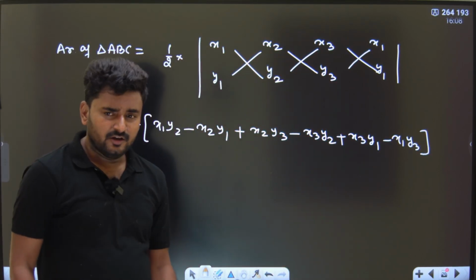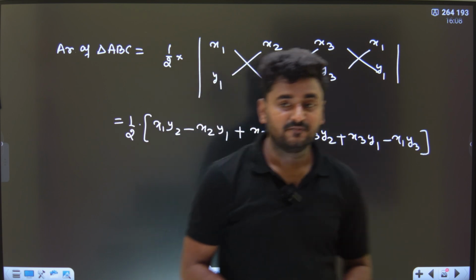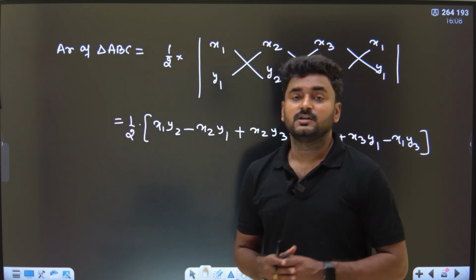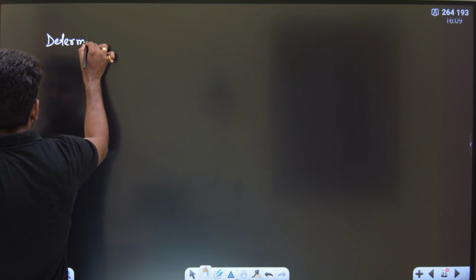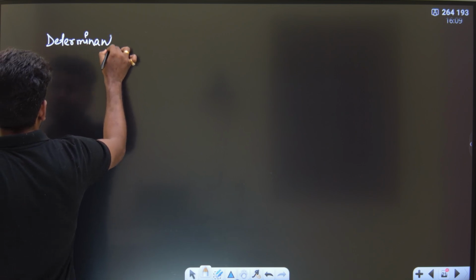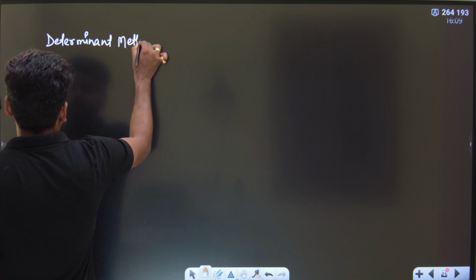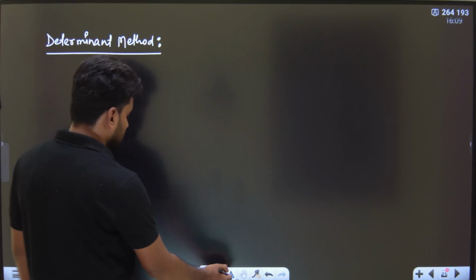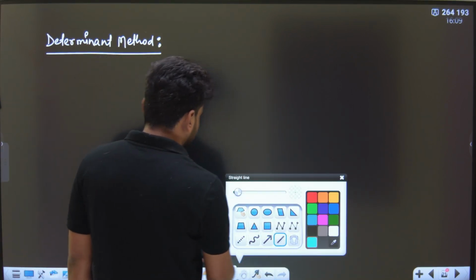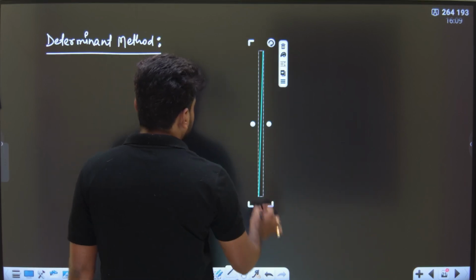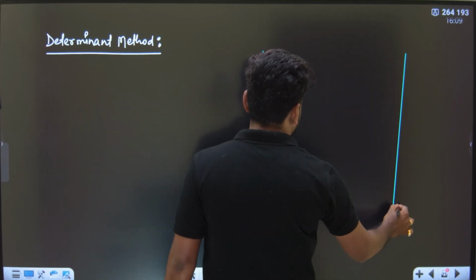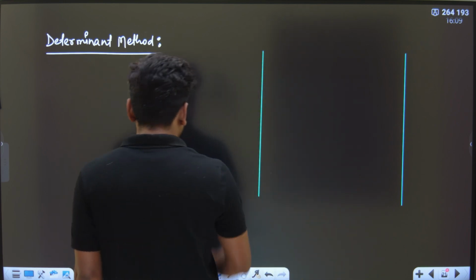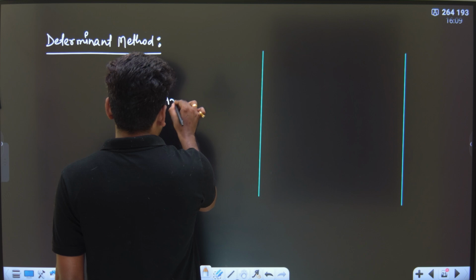Understand? There is another method for finding the area of triangle. I am telling you, that is the determinant method. Okay. Now let us see the next method, its name is the determinant method. How to find the area of triangle by the determinant method? For this, first of all, I will make a determinant.